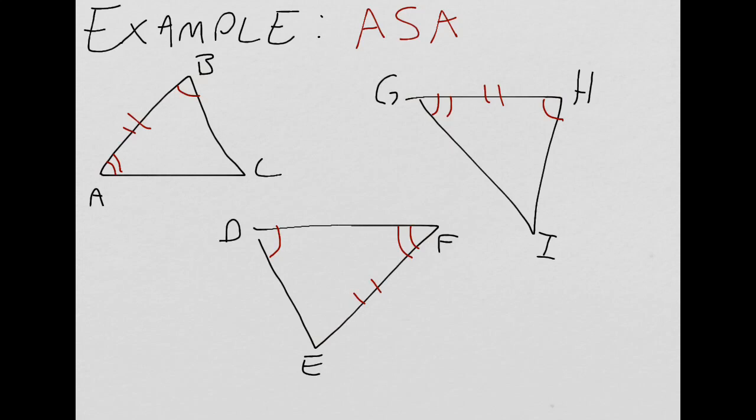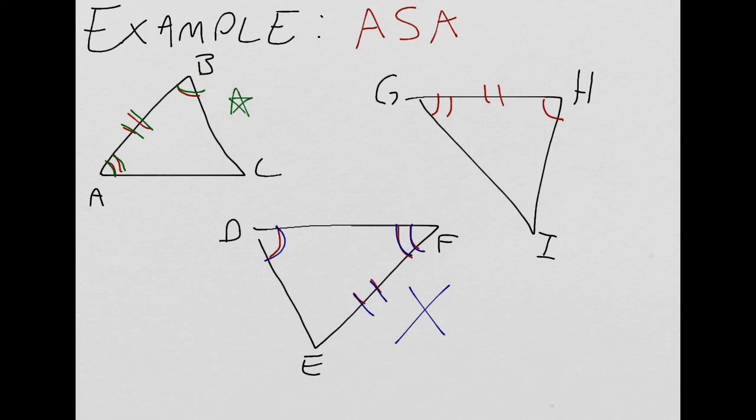So let's take a look at how these congruent features are organized. On triangle ABC, I have angle A here, and I have angle B, and then I have their included side. So this is a likely candidate here. Let's take a look at triangle DEF. I have two angles that are congruent to triangle ABC, but take a look at this side. It's not included. It's not between the angles, so this is not going to work out for us.